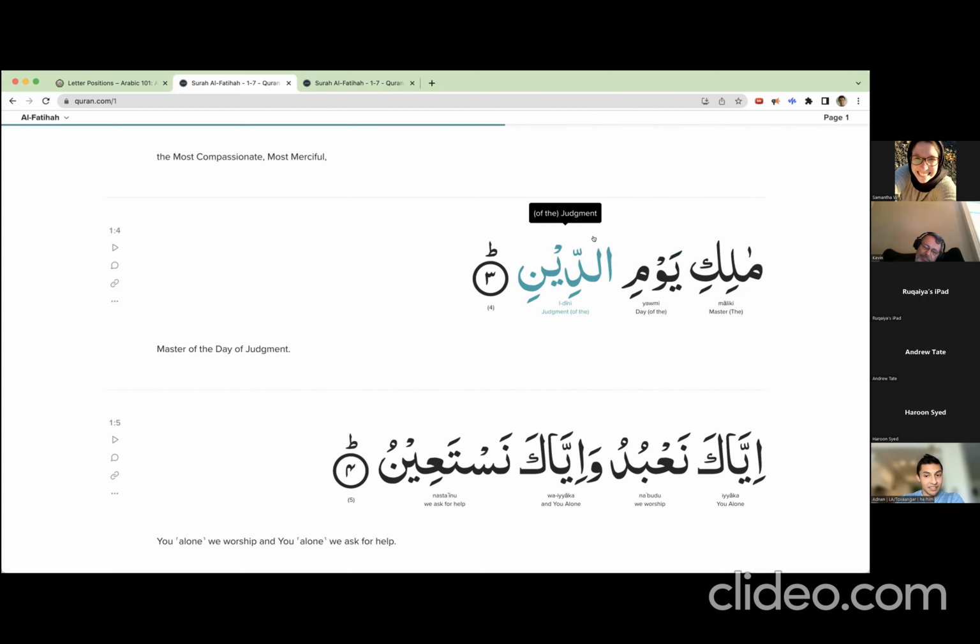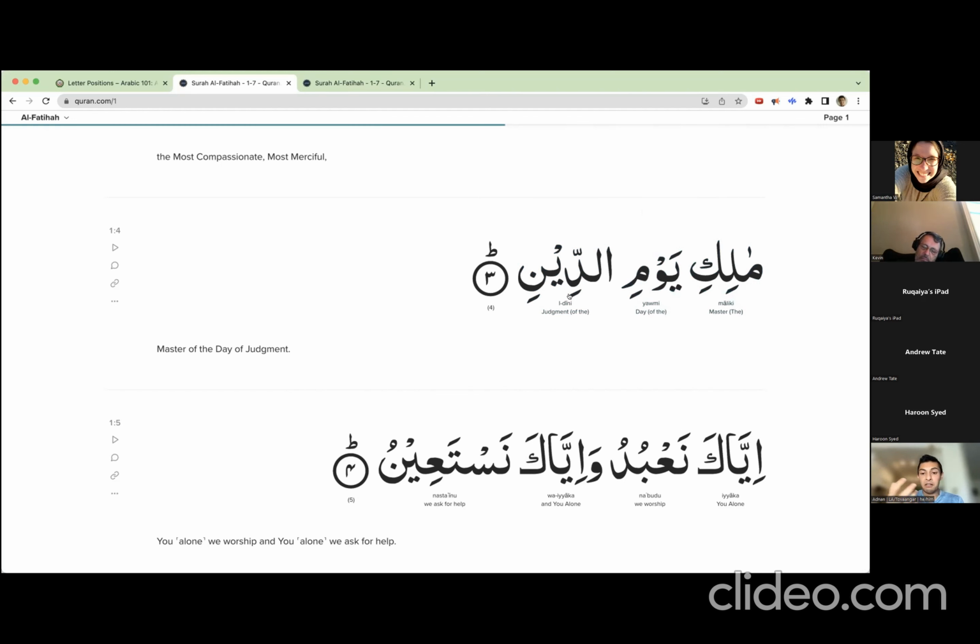Lam, but nothing's on the lam. And then this letter? Dal. That's a dal, and you see that dal is doubled. So dal is another letter like the ra and the lam, where instead of saying al-din, you say ad-din. Ad-din. The lam merged into the dal. And so ya, and then the noon, right? Ad-din. And this is a triple construct. It's the triple construct. Owner of the day of judgment.